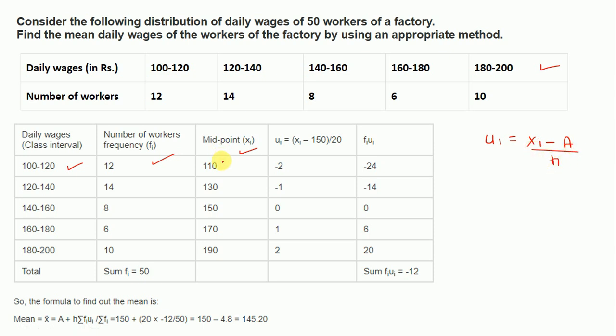So what is xi? xi are the midpoints that we have just found, and a is the mean that we have assumed. And we can assume any value to be our mean, and in this case we are assuming 150 to be our mean. We have to choose it in such a way so that minimum calculation is to be done. So we have assumed 150 to be our mean, and h will be the class size, and h is 20 here. So ui will be in this case 110 minus 150 divided by 20, that is minus 40 divided by 20 is equal to minus 2.